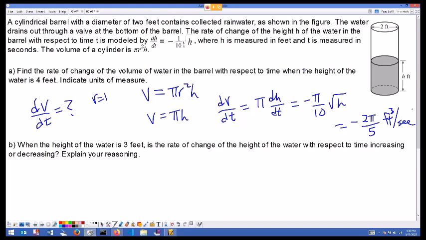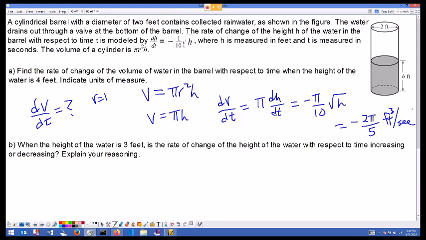I thought, can you explain again why you just cancel out the radius? Well, the radius is 1 for the entire cylinder, right? It doesn't change. Oh yeah. Mm-hmm. So our volume just becomes pi times h. And so we just take the derivative of dv dt equals pi dh dt.